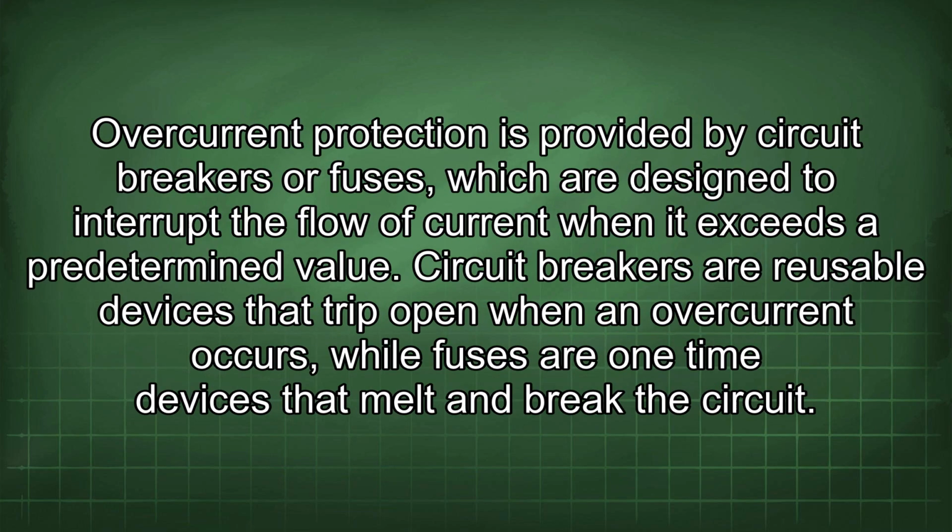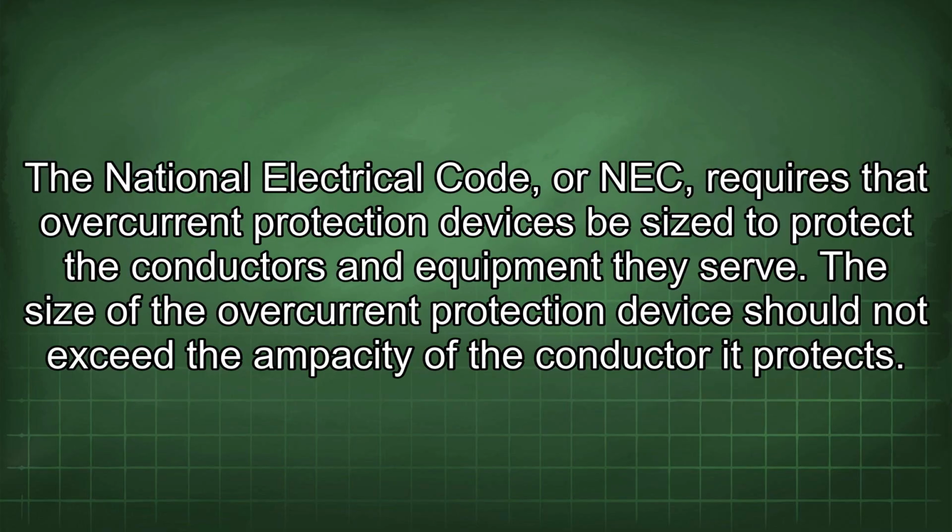Overcurrent protection is provided by circuit breakers or fuses, which are designed to interrupt the flow of current when it exceeds a predetermined value. Circuit breakers are reusable devices that trip open when an overcurrent occurs, while fuses are one-time devices that melt and break the circuit. The National Electrical Code, or NEC, requires that overcurrent protection devices be sized to protect the conductors and equipment they serve. The size of the overcurrent protection device should not exceed the ampacity of the conductor it protects.